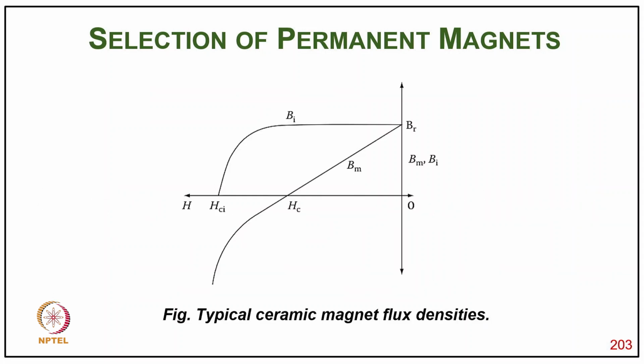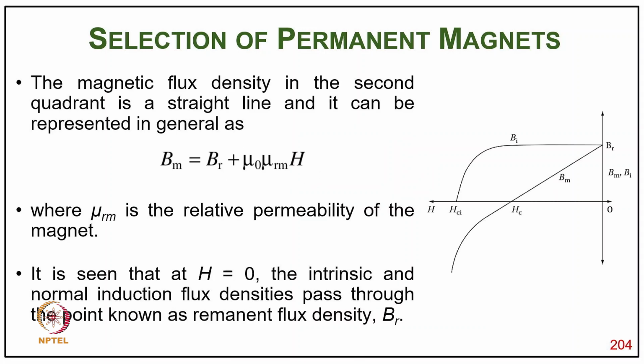So, the second quadrant shows how these two quantities, Bi and Bm, are expressed in the second quadrant characteristic of this permanent magnet material. With this characteristic, the magnetic flux density in the second quadrant is a straight line, and it can be represented as Bm equal to Br plus mu0 mu rm H, where mu rm is the relative permeability of the magnet. It is seen that at H equal to 0, the intrinsic and normal flux densities pass through the point known as the remanent flux density Br.